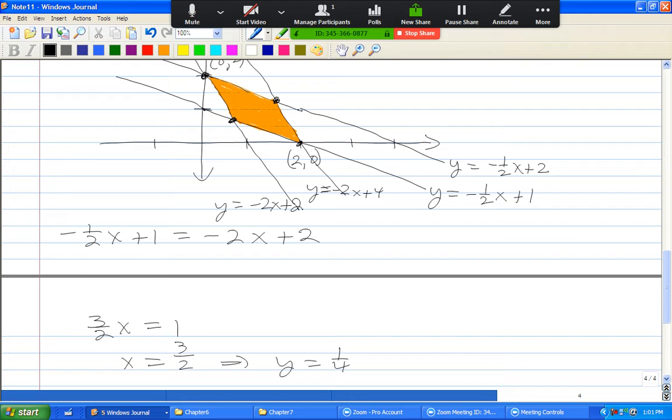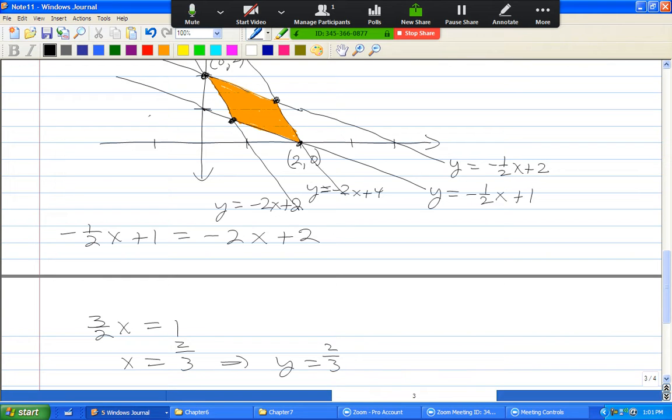Wait. Okay, so wait. 2/3. And so that's equal to 1/3. That's equal to 1/3, 2/3. They're both 2/3. Let's check. And so that'll be 4/3 minus 6/3, 2/3. Good. So the point over here is 2/3, 2/3.